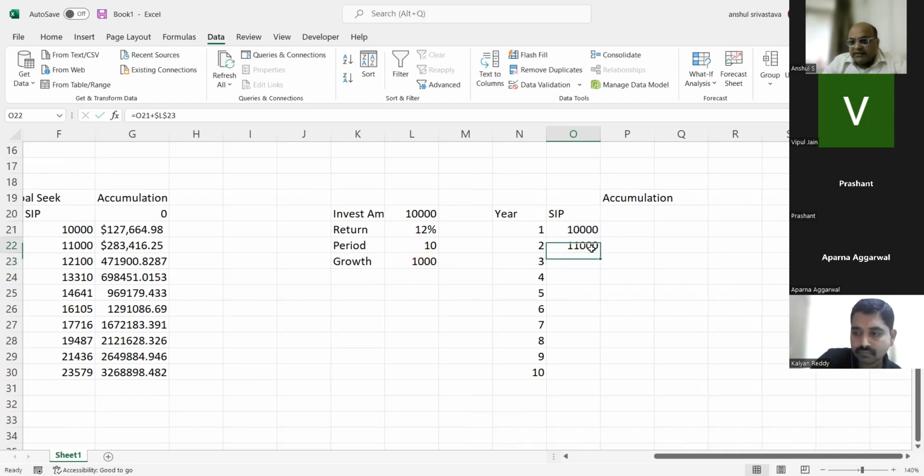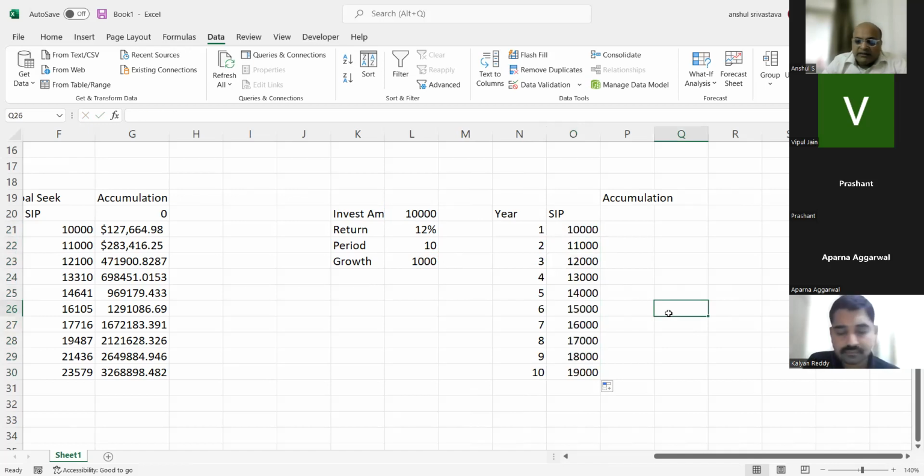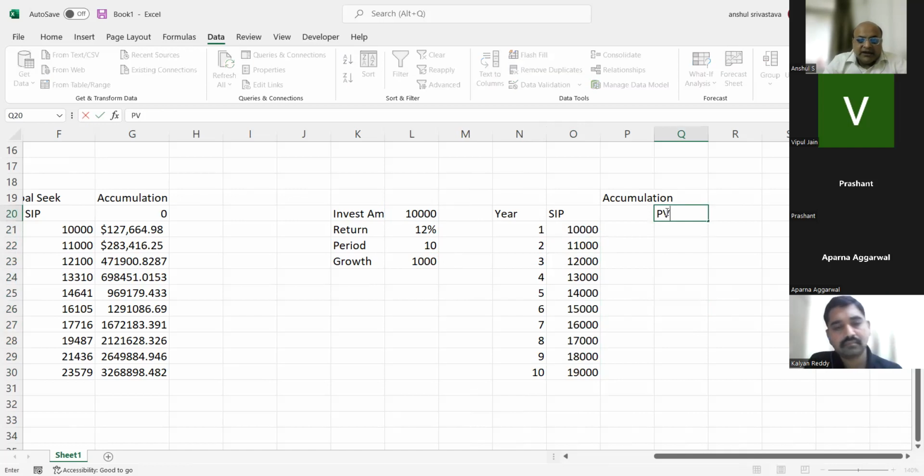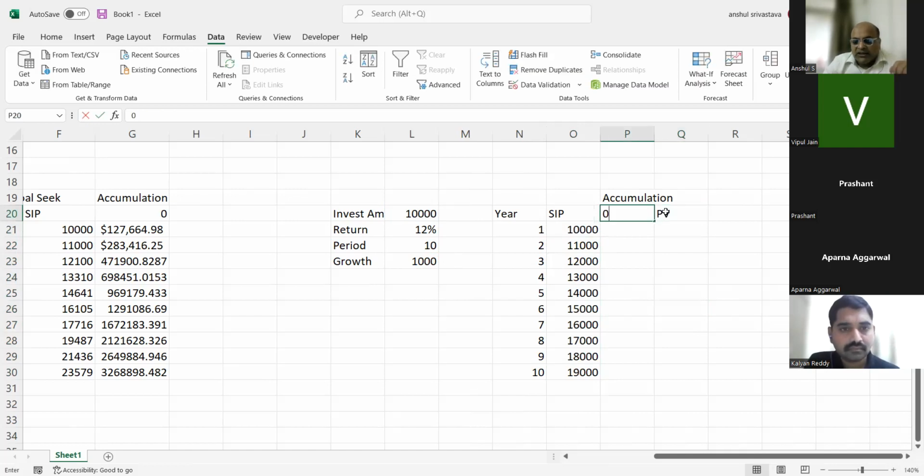If we fix this and drag it down, so these will be the SIPs over the year. First year 10,000, second year 11,000, third year 12,000. Then for calculating accumulation, what do we do? ये देखिए आपका existing investment PV को हम 0 डाल देते हैं अभी. So what we'll do, we'll put a formula of future value.